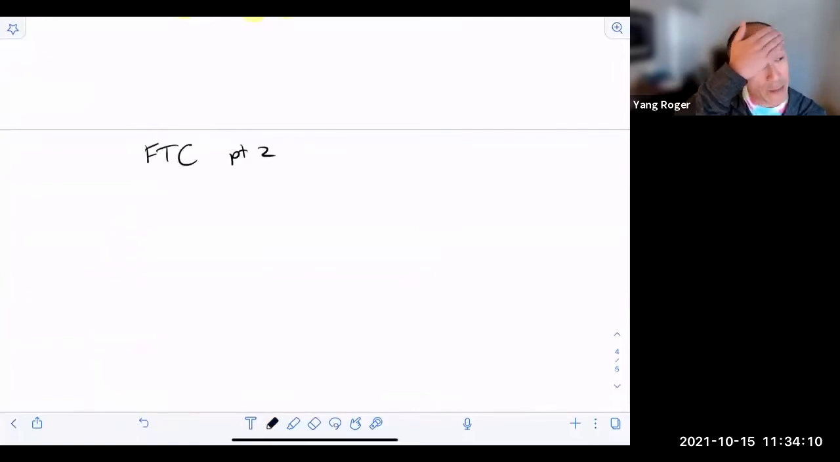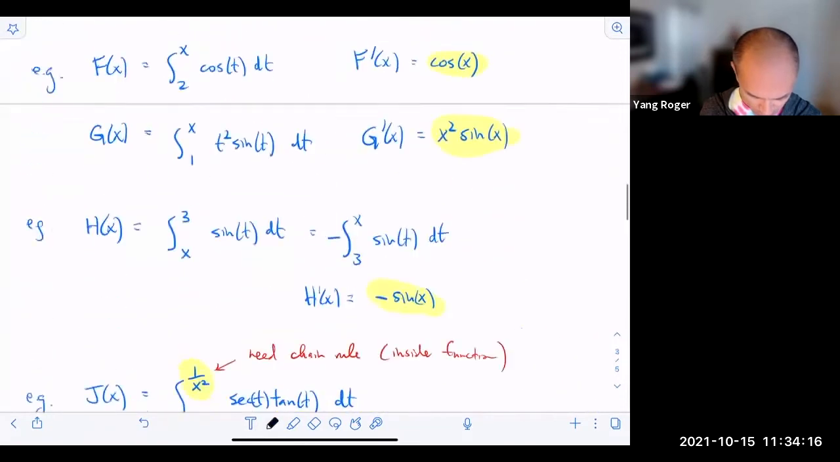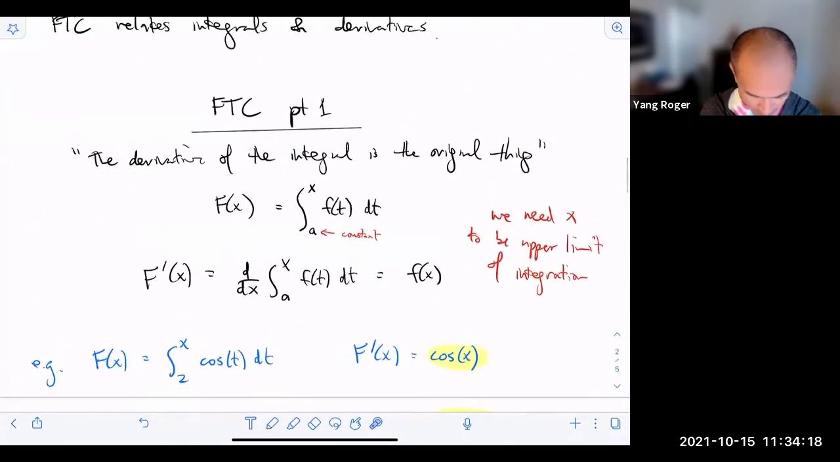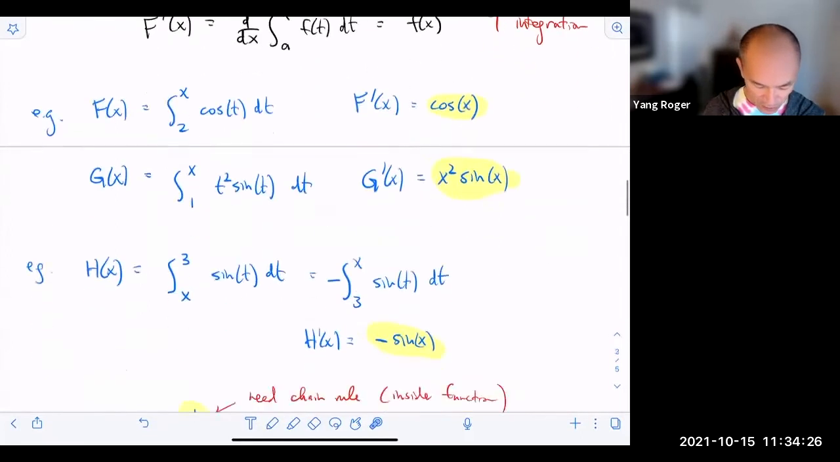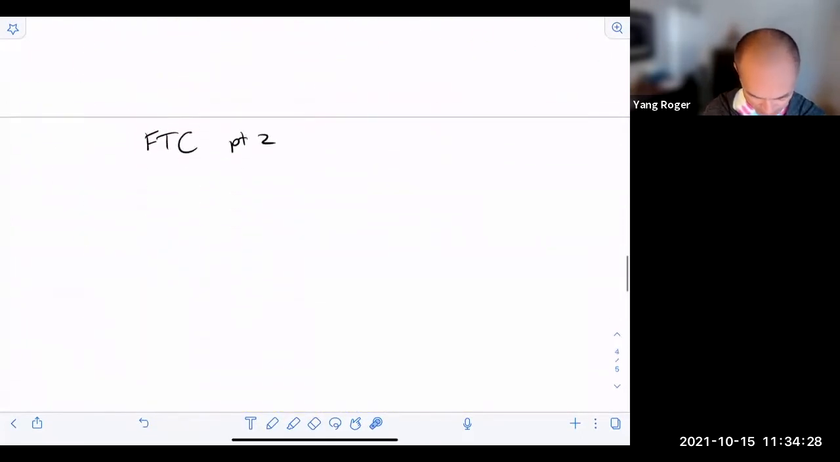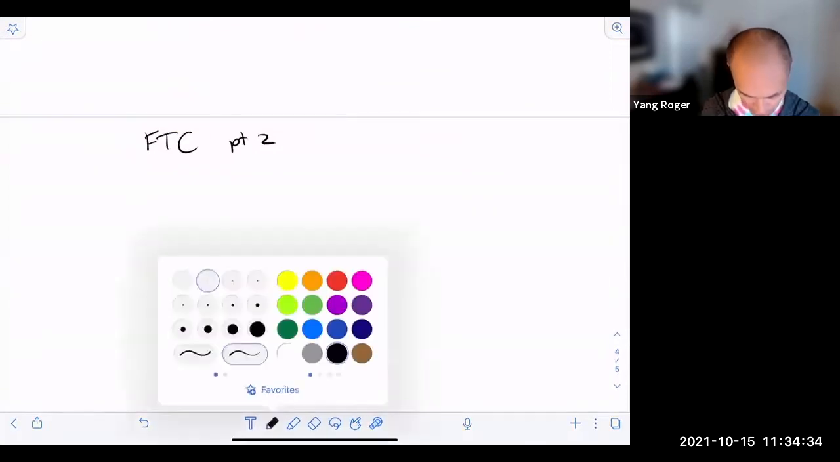So what's part 2 about? Well, if I go back to part 1, I said the derivative of the integral is the original thing. So part 2 involves definite integrals. So when we look at part 2, what are we concerned with?